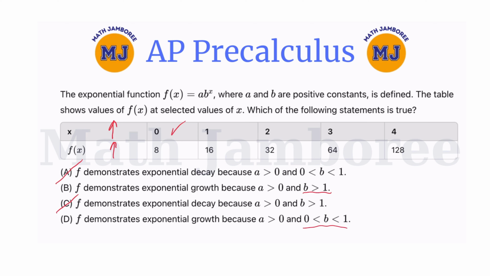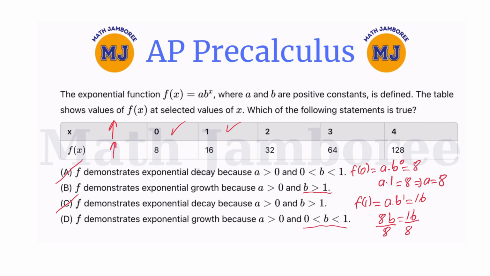To do that, I'm going to use the first given data, f of 0, which is a times b to the power of 0 equals 8. So a times 1 is 8, so a is 8. Now for f of 1, I'm going to use the second data. So a times b to the power of 1 is 16. Since a is 8, 8b is 16. Divide both sides by 8. b will be equal to 2.